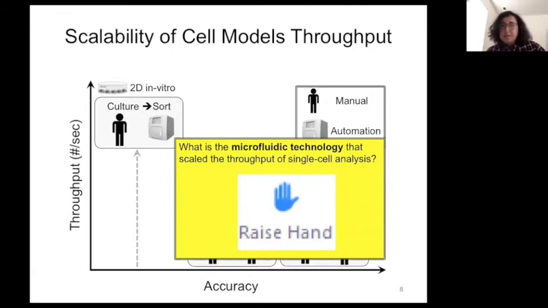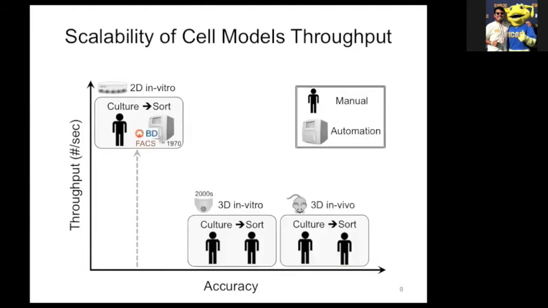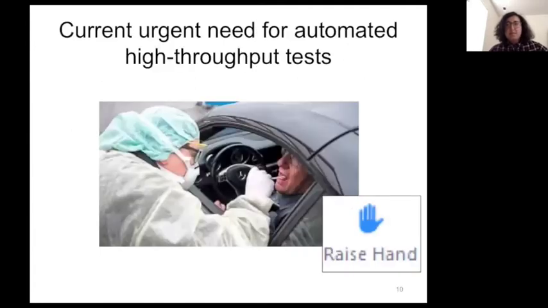Okay, Gabriel. Was it FACS? Yes, awesome, great. So it is FACS, developed by BD in the 70s. And it is actually basically a microfluidic device. You flow the cells in a channel and then you image them, and based on a fluorescent signal, you sort them. So this is basically a microfluidic technology.